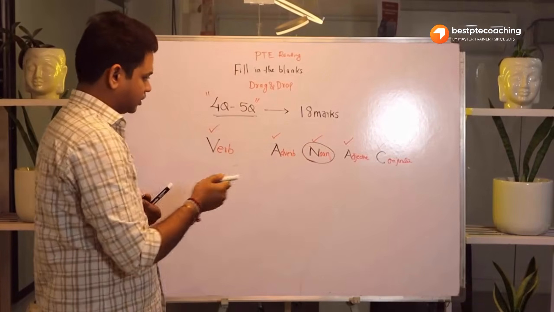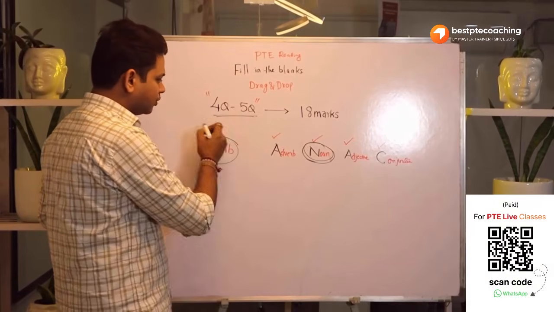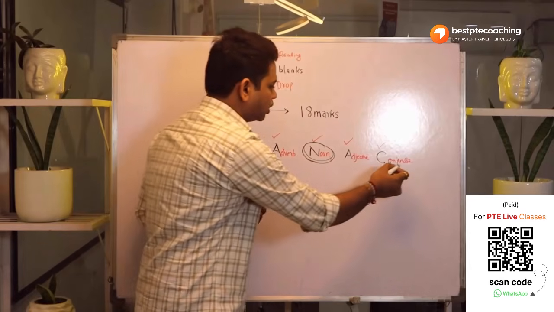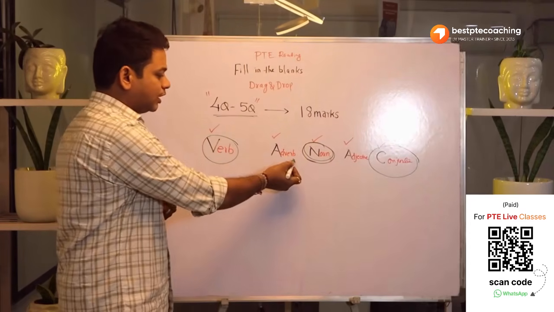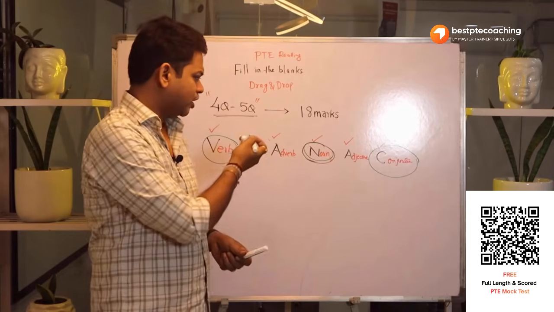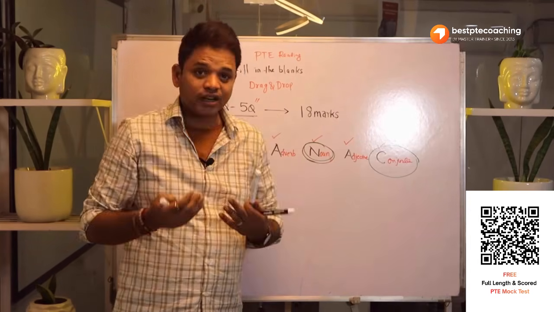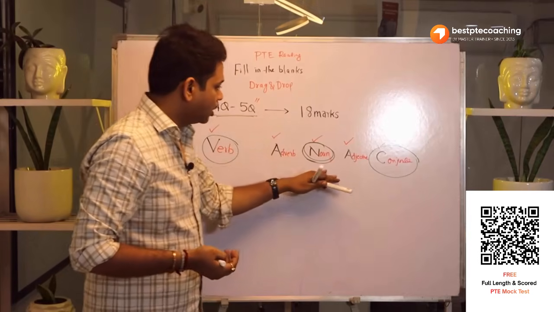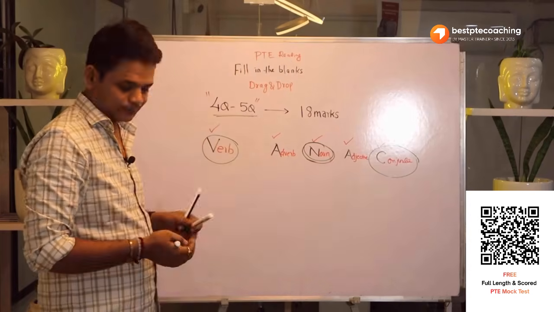Right? I'll use a different color. Noun is most common. Verb is most common. Conjunction is also most common. I'm not saying that the adverbs and adjectives won't be there. They will be there. But majority of the times the blanks need verbs, nouns, and conjunctions. Right? These are the things.